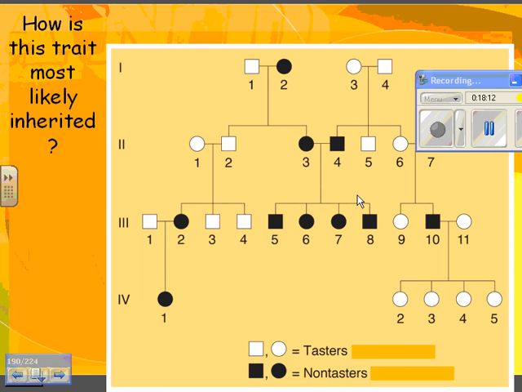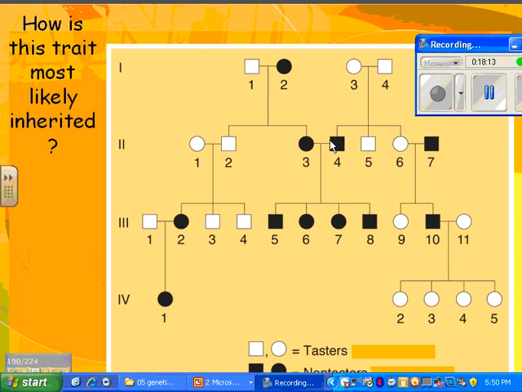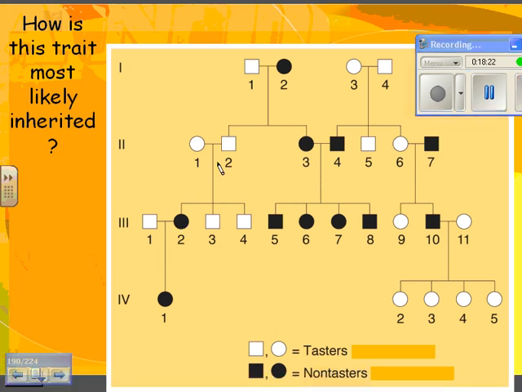How is this trait inherited? Let's see. Here's two people, and all of their kids have it. Here's someone, and his daddy has it, and here's someone, and her mom has it. Here's someone, and the parents don't have it. That means it has to be recessive. And if it is recessive, you would expect two people with it would have all of their kids with it. So autosomal recessive. Autosomal because the men and the women get it in even numbers.